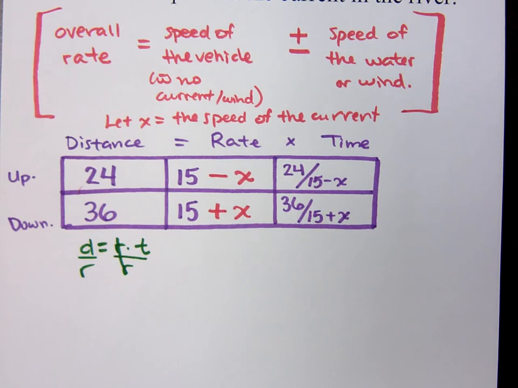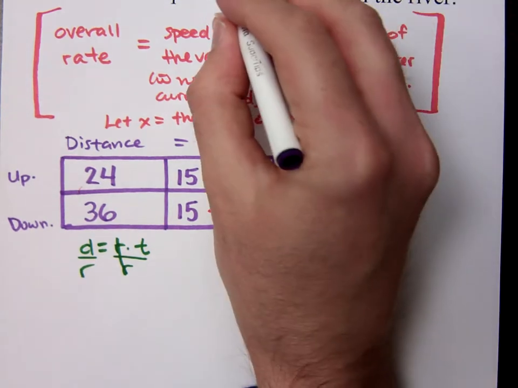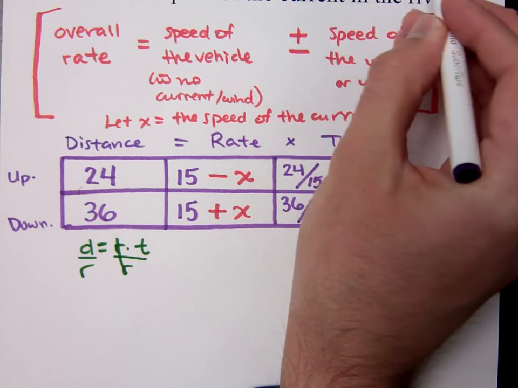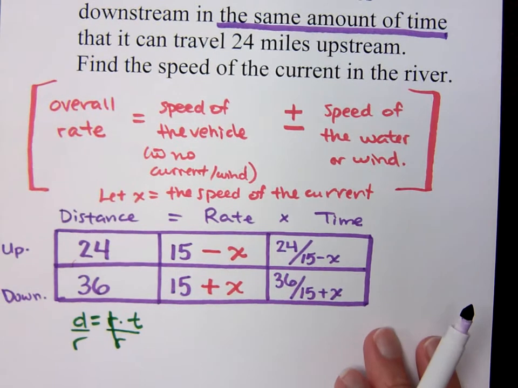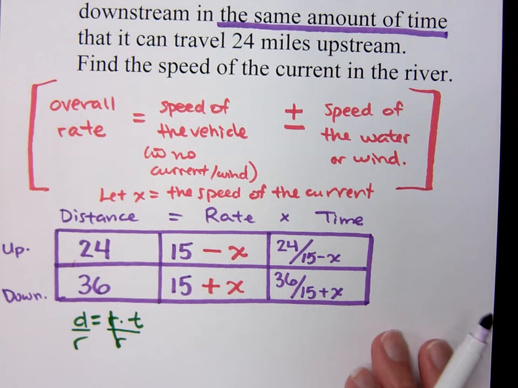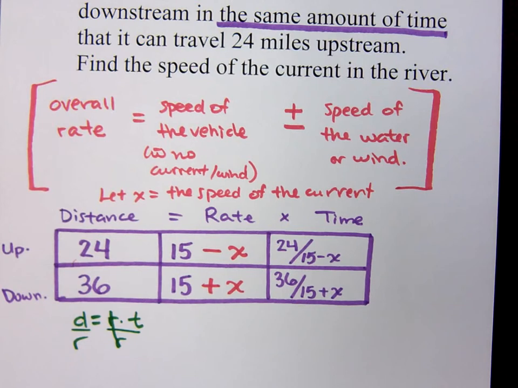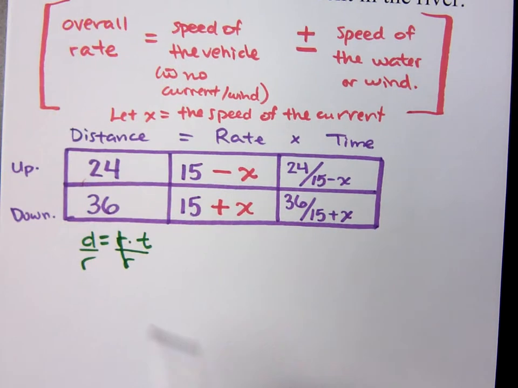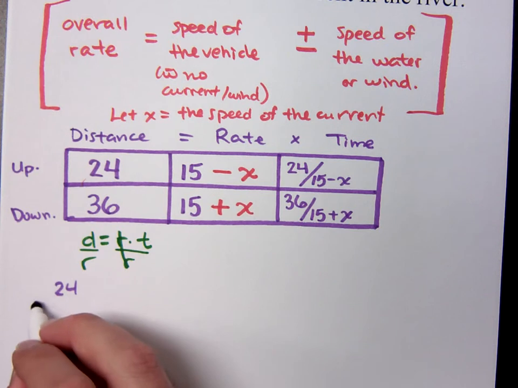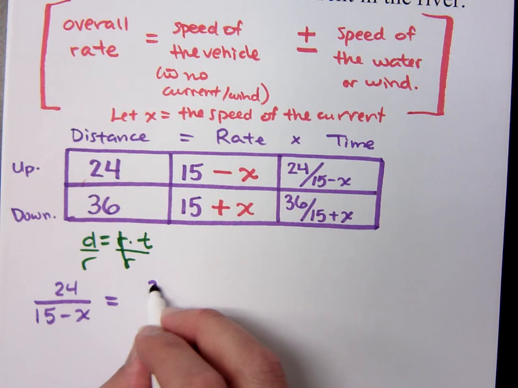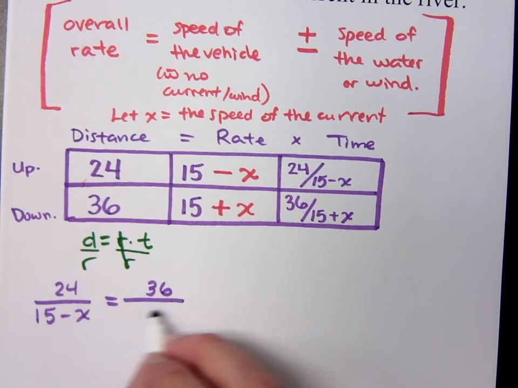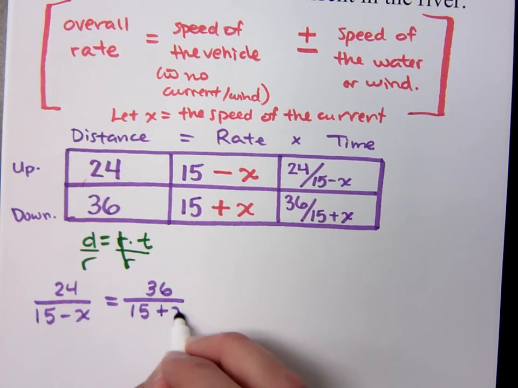So you're trying to figure out how long it's going to take? It says find the speed. It says the same amount of time, doesn't it? So whatever your time is going upstream is the same as the time going downstream. So what does that mean to you as an equation? It means they're equal, right? So when I look at this, that means that 24 divided by 15 minus x is equal to 36 over 15 plus x.